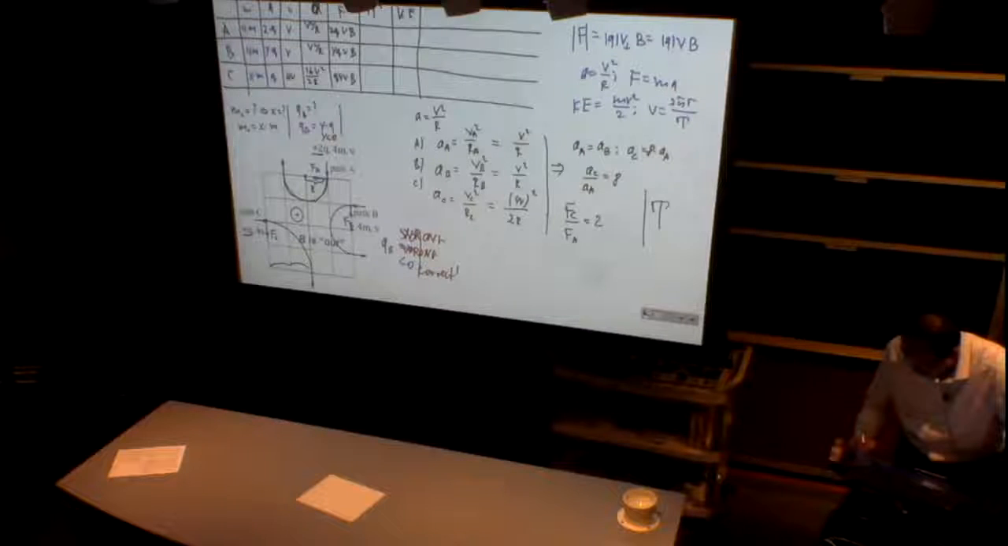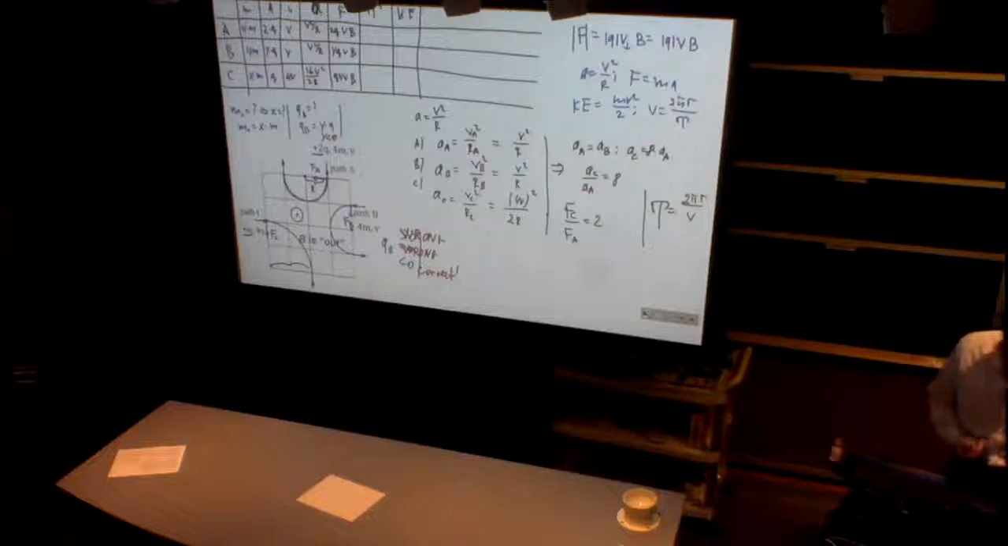For each particle, the period equals the ratio. So here it's 2 pi r over v. Here it's 2 pi, same r over v, so the period for A and B is the same. And here, for C, it's 2 pi 2r over 4v, in terms of r's.